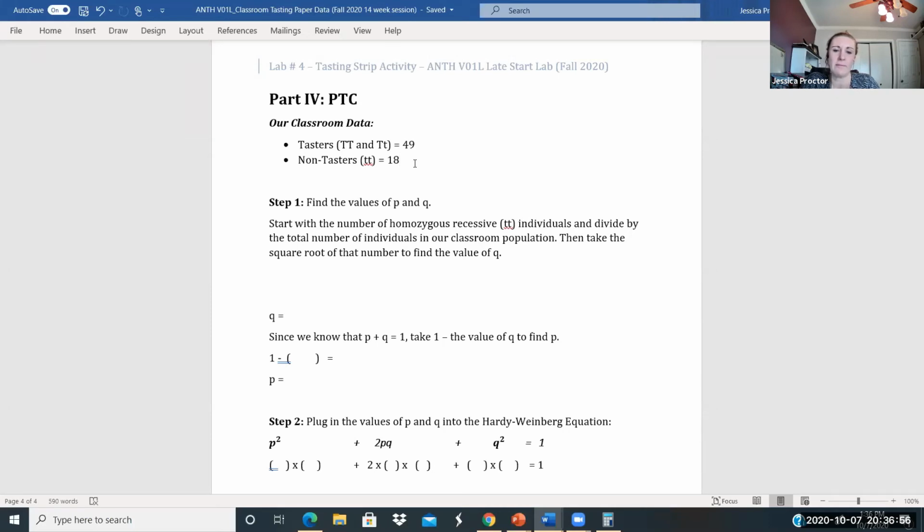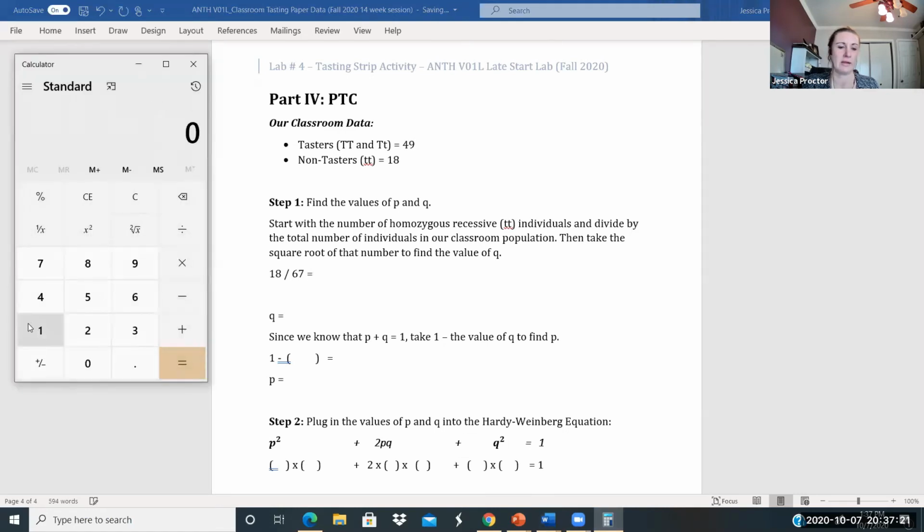All right, so our first step is we're going to find the values of P and Q. We're starting with the number of homozygous recessive individuals. In this case, 18 of us are homozygous recessive. And then we're going to divide that by the total number of individuals in the population, which is 67. So 18 divided by 67. We pull up our calculator, 18 divided by 67.